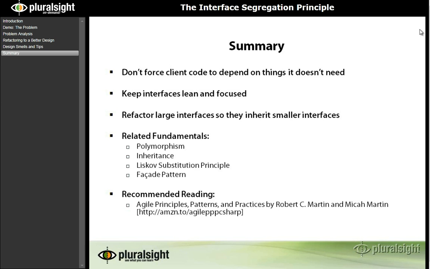So to summarize, the interface segregation principle states that you should not force client code to depend on things that it doesn't need. You want to make sure you keep your interfaces lean and focused, and refactor large interfaces so they inherit from smaller interfaces that your client uses. There are some related fundamentals here, including polymorphism, inheritance, the Liskov substitution principle, and the facade pattern. I recommend the Agile Principles, Patterns, and Practices book that I mentioned earlier. You can get it at the URL shown here.